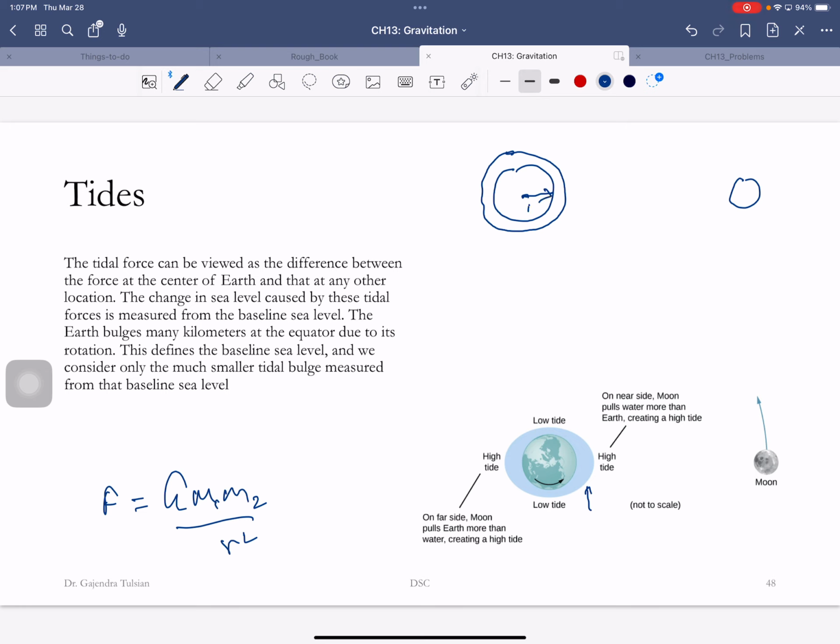100 units. What will be the force of the moon on 1 kg of stuff here?